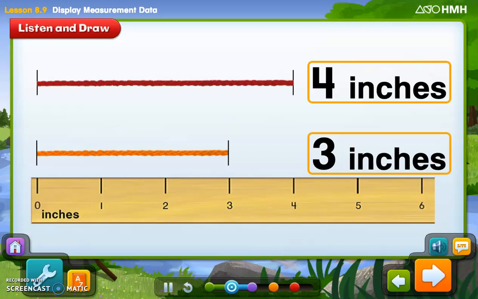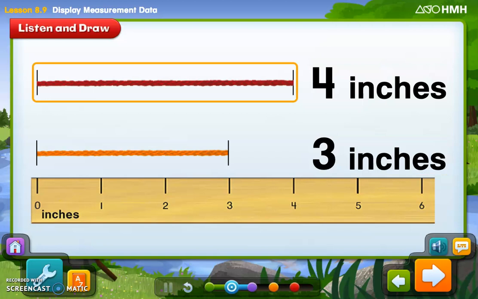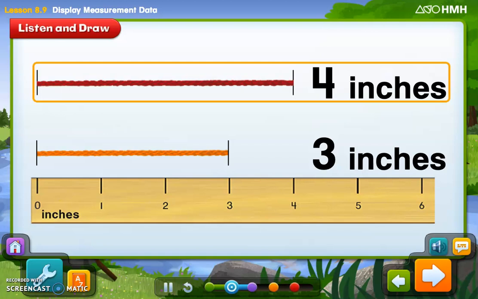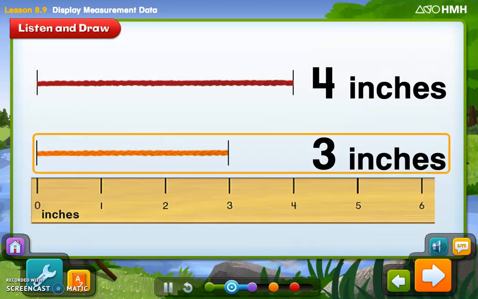How are the lengths of the strings different? The first string is longer than the second string. The first string is 4 inches, and the second string is only 3 inches. So it's clear that this string is 1 inch longer than this string.